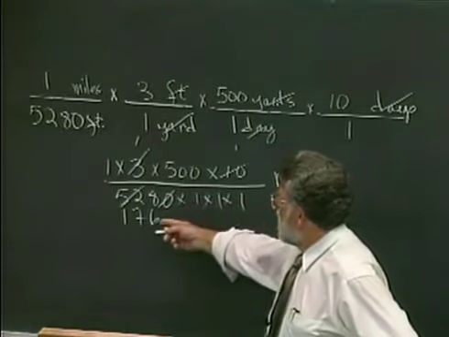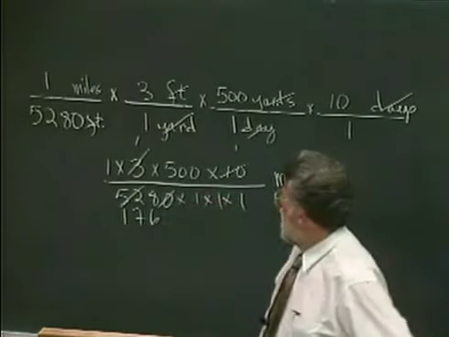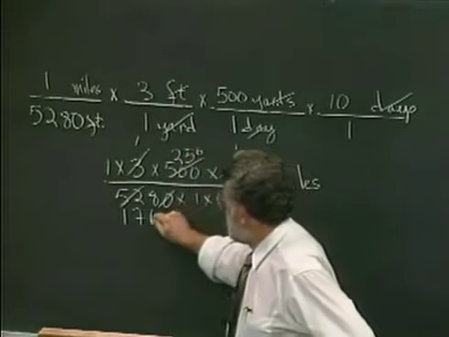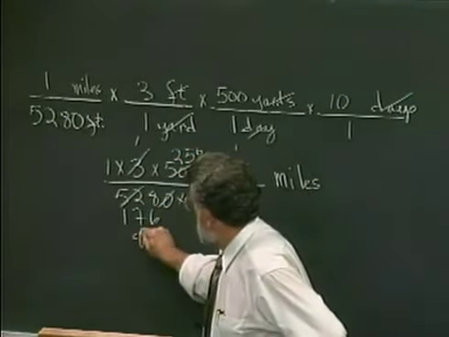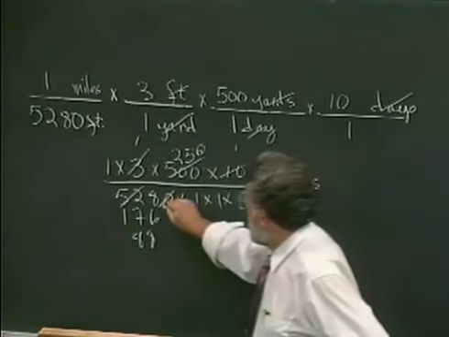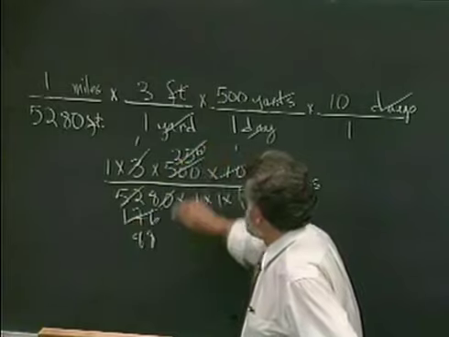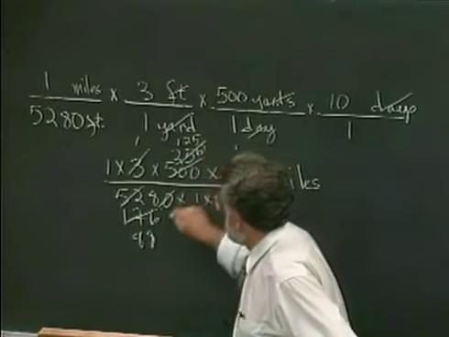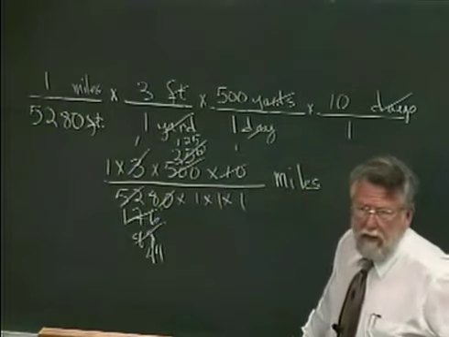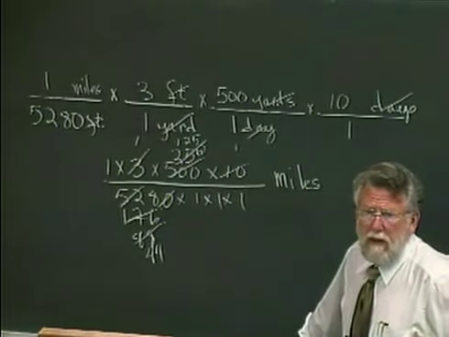And then the 500 and this are both even. So 2 will go into there, 250. And 2 will go into here, 88. And then 2 into here for 125 and into here 44. And I think that's all I can do in terms of canceling.